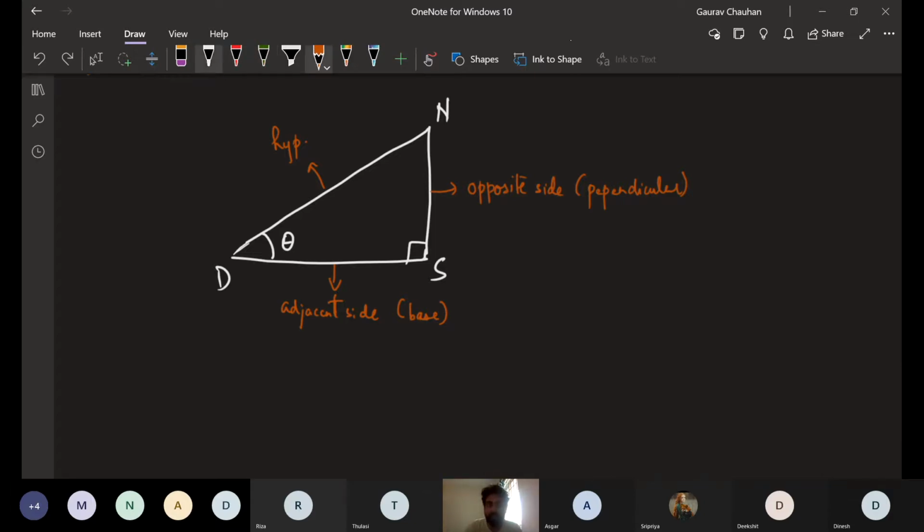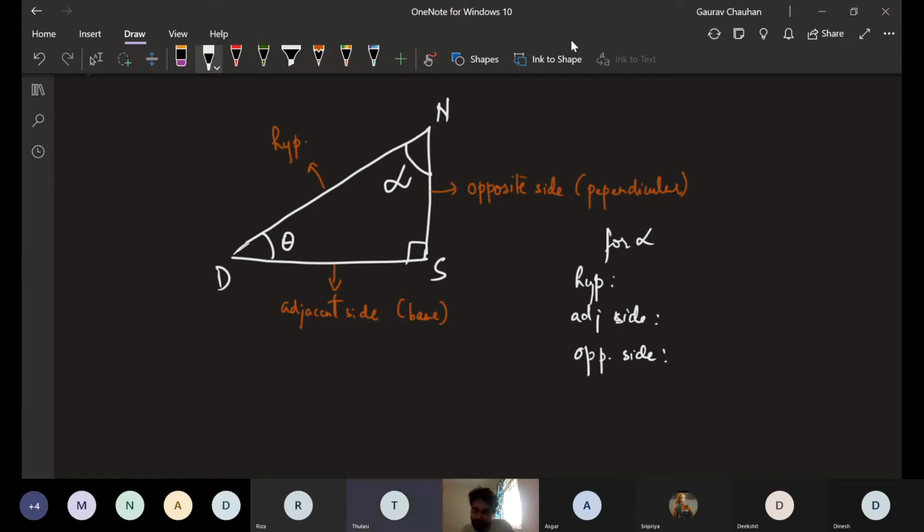Now what if I have another angle here, alpha? What will be what? Tulsi, for alpha, what is your hypotenuse, adjacent side and opposite side? The hypotenuse is DN only, no change. The adjacent side is NS, very good. And the opposite side is DS.